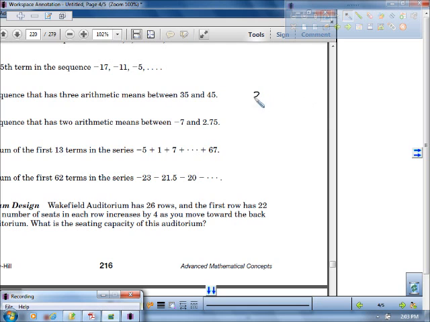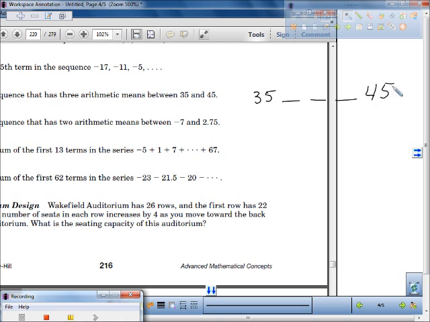Alright, so let's look. 35 is the first term, so that's A sub 1. Well, we want 3 terms or 3 means in between. So we're going to have 1, 2, 3, and then we get to 45. So we know this is A sub 1. This would be A sub 2, A sub 3, A sub 4, and A sub 5.